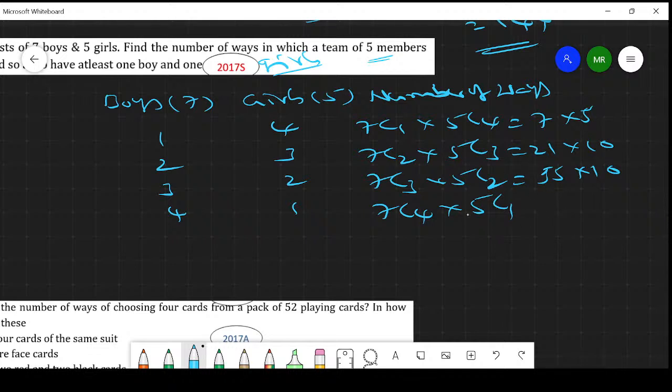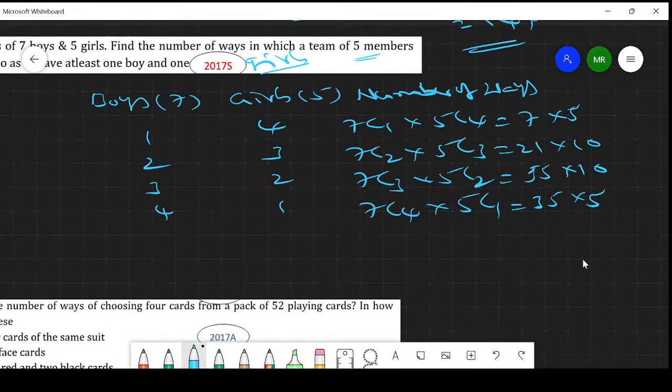You can find 7C4 also. 7C4 is the same as 7C3, so this is also 35. 5C1 is 5. You should find all these values and simplify now. I can write this one 30, this is 35, and this is 210, and this is 350. It comes.